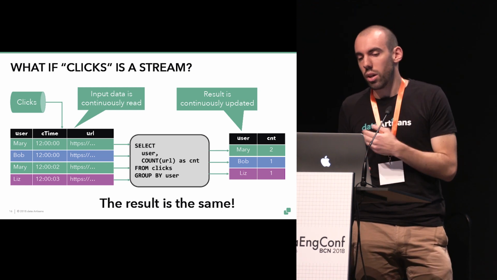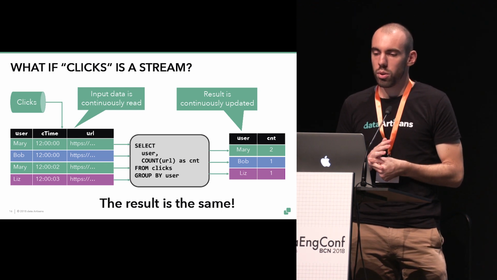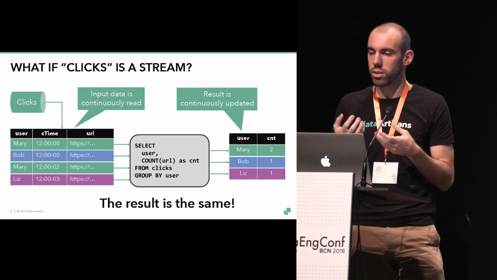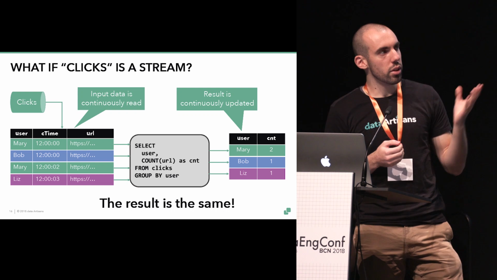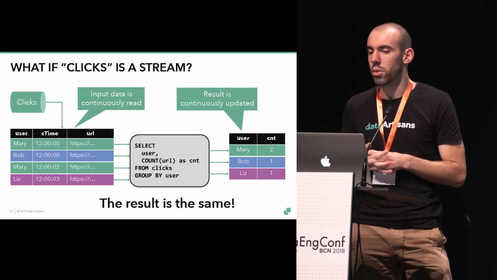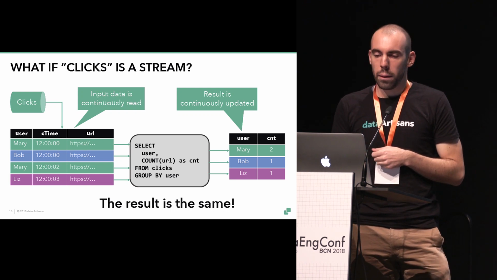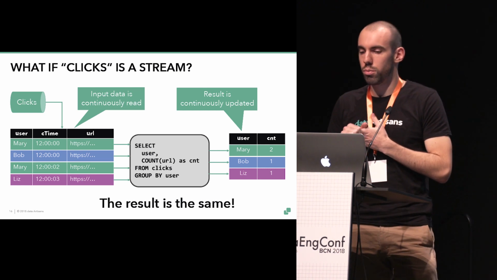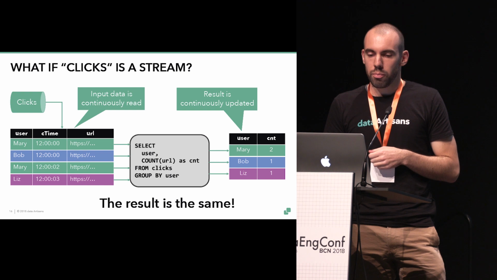Then we would insert a row. We would internally maintain some counter in Flink state, and then we would emit, like in this case, a counter of one. That's straightforward, right? Then Bob comes in, also no problem. We will emit a counter of Bob afterwards.